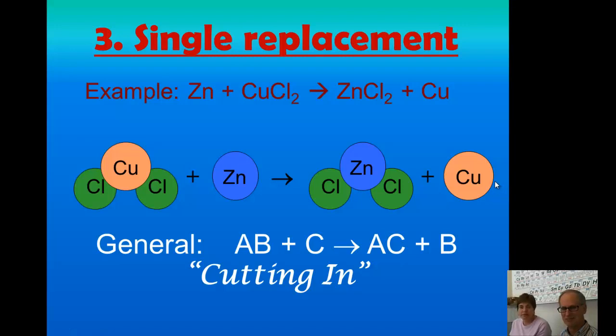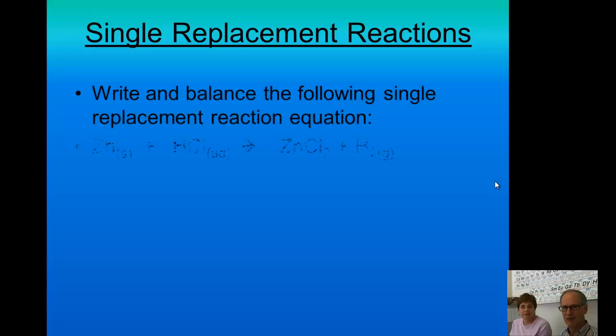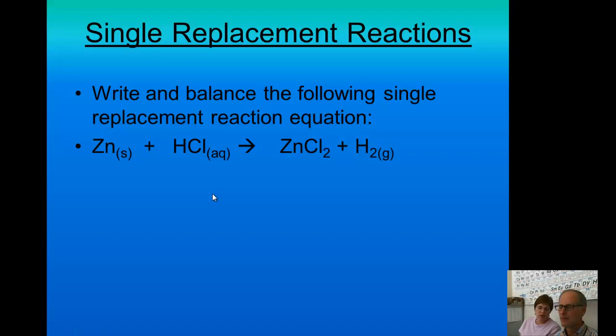All right, so let's take a look at a few. What's happening here? I don't see a metal over here. What's going on, Mrs. Ehrman? It turns out that hydrogen is used as a standard, and we look at a special chart that helps us determine whether hydrogen is going to be replaced by zinc or not. So in a way, it's acting like a metal in this case. All right, so zinc can replace the hydrogen in an acid.